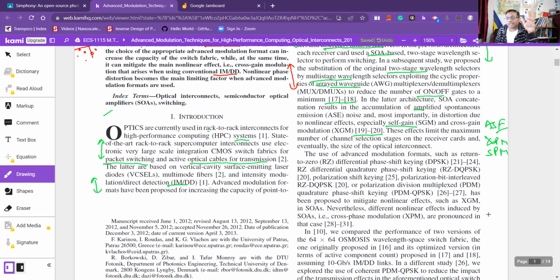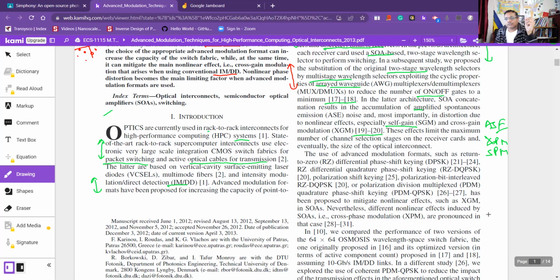These effects limit the maximum number of channel selection stages on the receiver cards and eventually the size of the optical interconnect. So these are the limiting factors. We cannot exponentially increase the number of switches in a limited space.